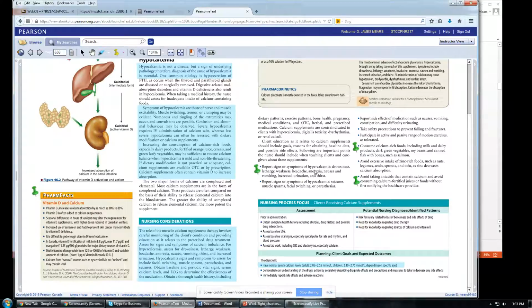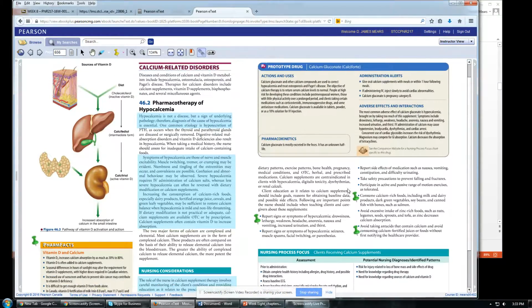So report any signs and symptoms of hypercalcemia, such as drowsiness, lethargy, weakness, headache, anorexia, nausea, vomiting, increased urination, and thirst. Also understand hypocalcemia, which is seizures, spasms, twitching, paresthesias. So we've now mentioned hyper and hypocalcemia signs and symptoms probably three times in the span of five minutes, so you know what that means. Are you giving them big hints?